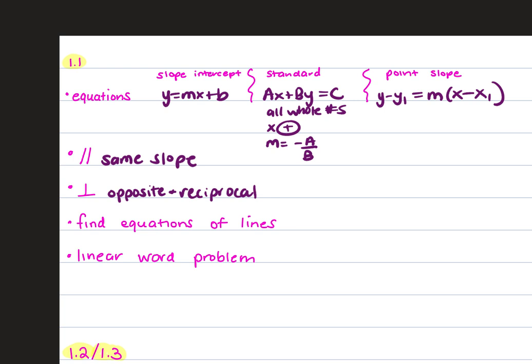So find the equation of lines. Again, it could give you any kind of information. It could give you the actual slope and the y-intercept, or it could give you two points, or it could give you a point and say it's parallel or perpendicular to an equation, that kind of stuff. I mentioned it at the beginning, but there were linear word problems in here on your WebAssign. You're going to get a linear word problem from this section.